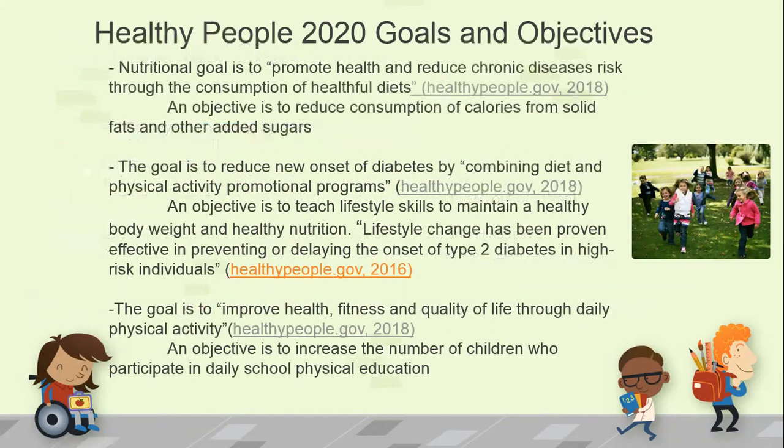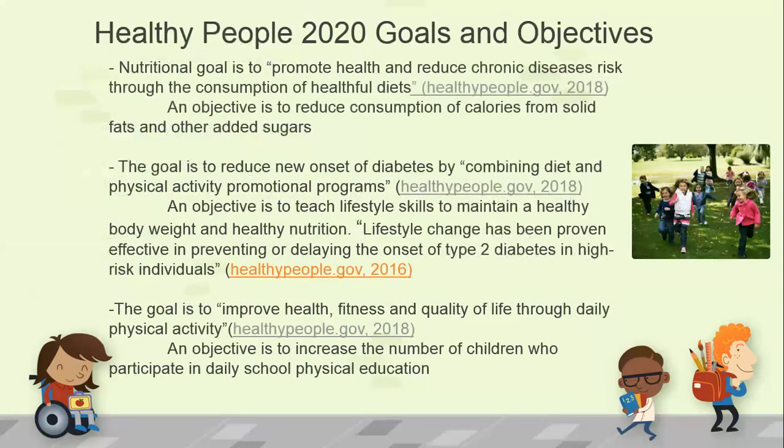So, Healthy People 2020 goals and objectives. Basically, the nutritional goal is to promote health and reduce chronic disease risk through the consumption of healthful diets and achievement and maintenance of healthy body weights. The objective is to reduce consumption of calories from solid fats and added sugars. Another goal is to reduce the new onset of diabetes by combining diet and physical activity promotional programs. The objective is to teach lifestyle skills and to maintain a healthy body weight and healthy nutritional status.